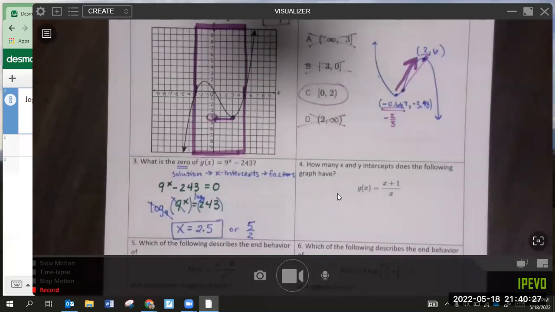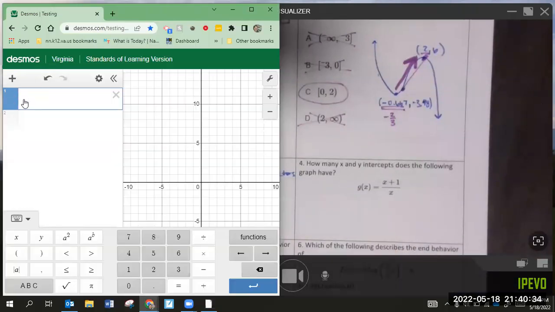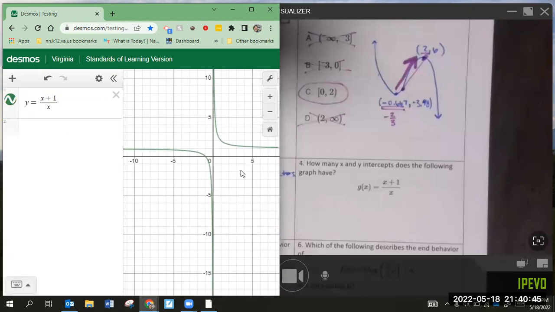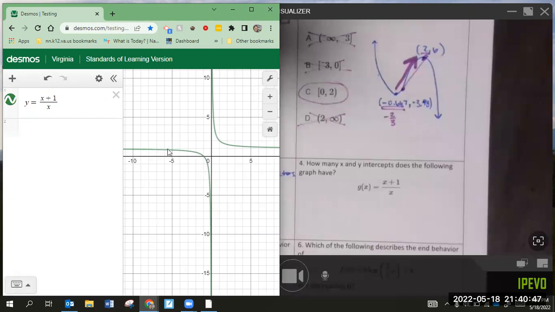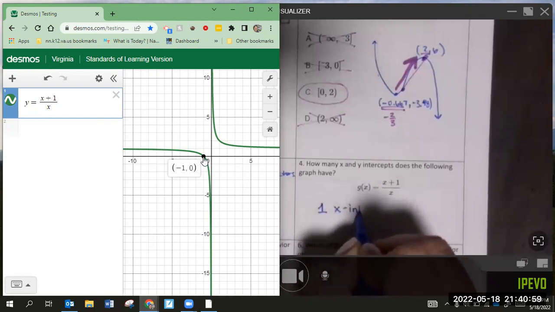How many x- and y-intercepts does the following graph have? Again, there is no graph that's here, so what I'm going to do is type that into our Desmos and get a picture. Okay, so we're going to go here, y equals (x plus 1) over x. So I've got a picture, and I want to know x-intercept. So it looks like the only place it intercepts is right here, (-1, 0). So we've got 1 x-intercept.